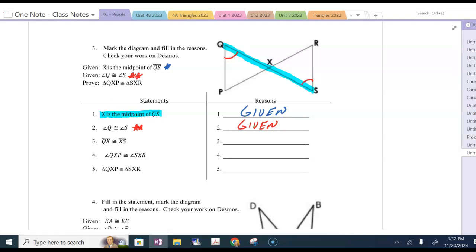And let's go back to what it means to be a midpoint. If X is the midpoint of that blue highlighted segment, QS, that means I get to put 1 tick mark on QX and 1 tick mark on XS, which is what I wrote right there. The reason I get to do that is the definition of midpoint.